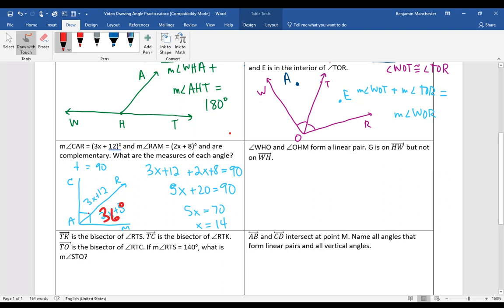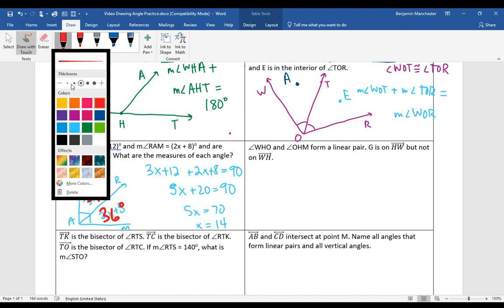And then if this one is 90, 3 times 14 is 42, and 42 plus 12 is 54 degrees. So CAR, the measure of CAR is 54, and the measure of RAM is 36. Okay, so complementary angles don't sit around all day telling each other how nice they look. They actually add up to 90 degrees.